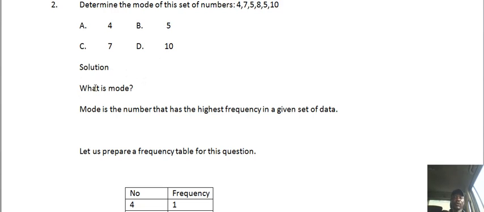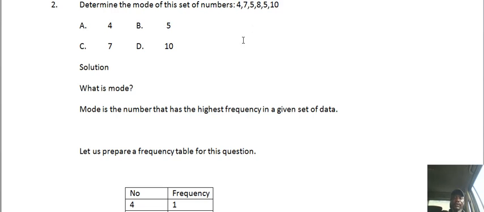Solution now. First, what is mode? Let's define what is mode in order to be able to know how to find mode. Mode is the number that has the highest frequency in a given set of data. The data that comes most in a given set of data is called the mode.